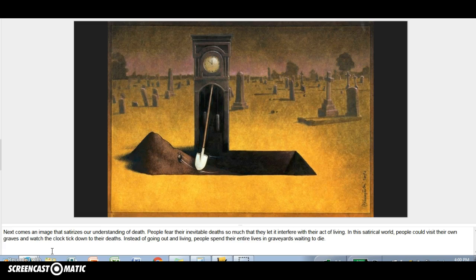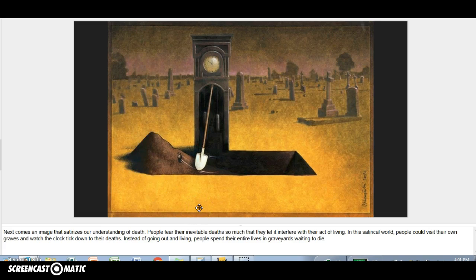So in this satirical world that is meant to ridicule people's obsessions with death and how they let it ruin them, people could visit their own graves and watch clocks tick down to their death. So instead of going out and living, they spend their entire lives in this graveyard waiting to die. So it's pretty dark and dismal. It's very depressing, actually. But the satirical world creates this impossible device that has allegorical representations for things that actually happen in our own real world.